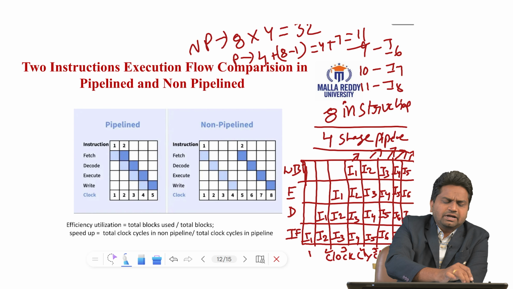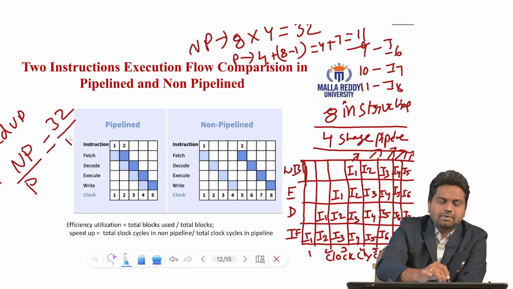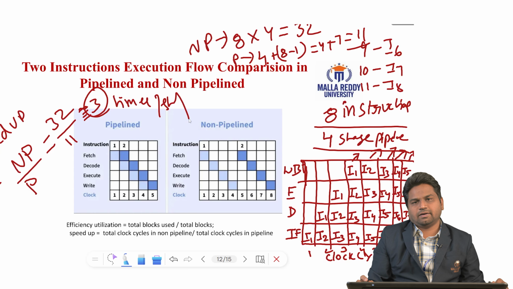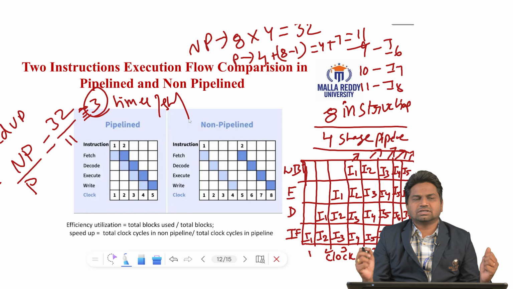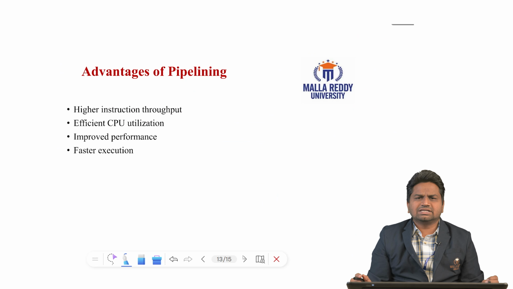If you calculate the speedup here, non-pipelining has 32 and pipelining 11, so it is almost 3 times faster than non-pipelining. This is the beauty of the pipelining concept. Because of pipelining, the execution is 3 times faster than non-pipelining. Next, this is the complete explanation of the concept and workflow of pipelining.